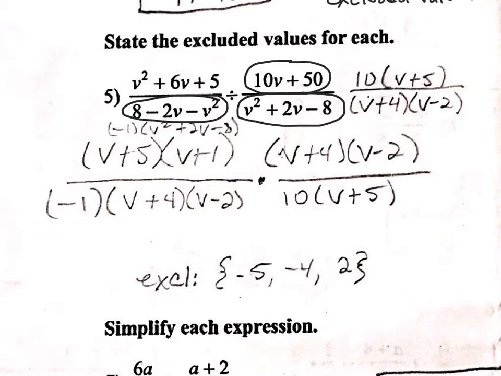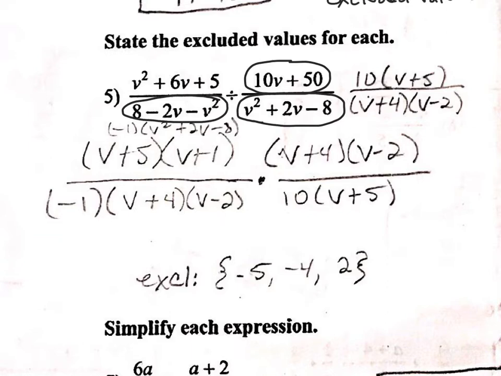So you have to factor everything first. And see, with this one right here, what I did was I rearranged this to negative v squared minus 2v plus 8. And then I factored out the negative 1. You see what I did right here? I factored out the negative 1, and it gave me v squared plus 2v minus 8. And then I factored that. So that factors out to v plus 4 times v minus 2.